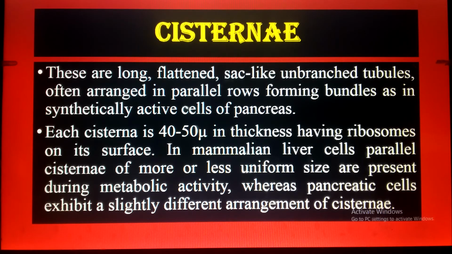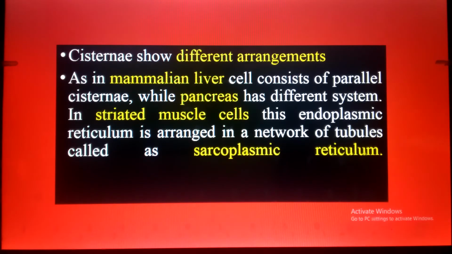Is it clear? Okay. Now, cisternae show different arrangement. As in mammalian liver cell consists of the parallel cisternae, while pancreas has different systems. In striated muscles, this endoplasmic reticulum is arranged in a network of tubules, and that is called the sarcoplasmic reticulum. Are you familiar with the sarcoplasmic reticulum? If you are not familiar, I am telling you here the sarcoplasmic reticulum is the name of the endoplasmic reticulum, but in the muscle cells.